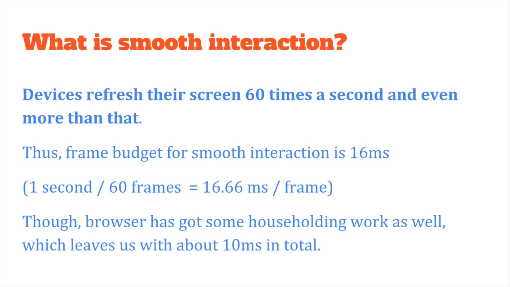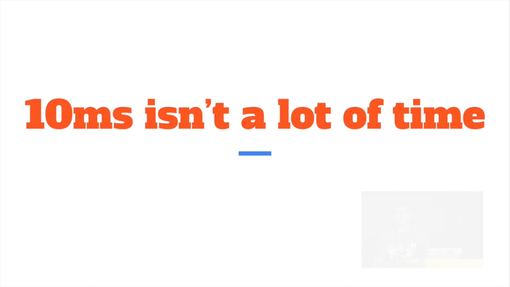In 16 milliseconds, you have to make sure that every operation you are performing is completed under 16 milliseconds. If it exceeds 16 milliseconds, you will encounter something that you won't want to. There is also some housekeeping work that a browser needs to do while carrying out your operation, which leaves you with just 10 milliseconds in total. So you need to make sure that whatever operation you are performing is completed in 10 milliseconds or less. And 10 milliseconds isn't a lot of time.